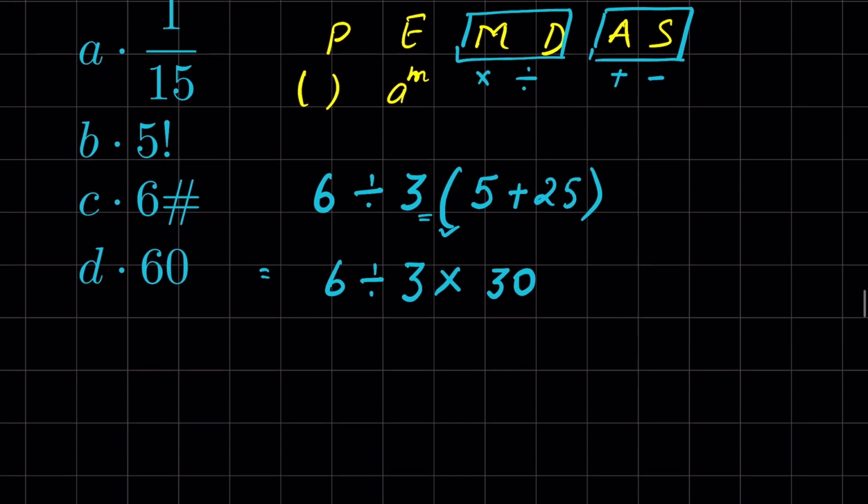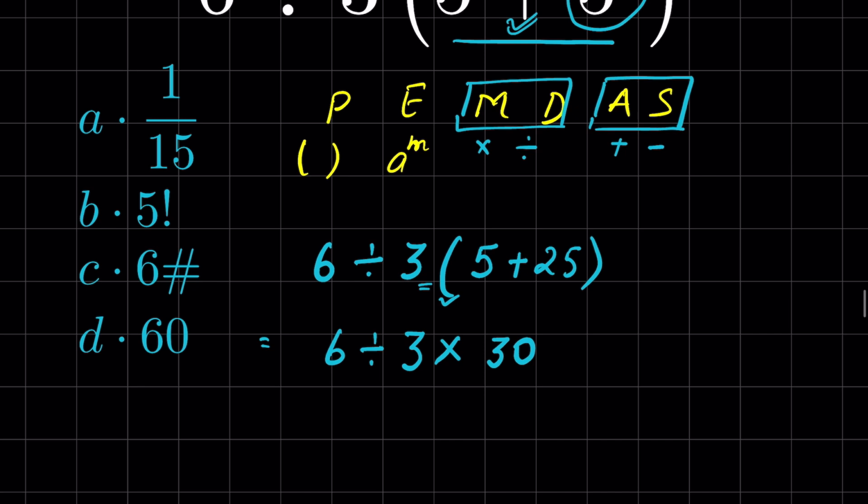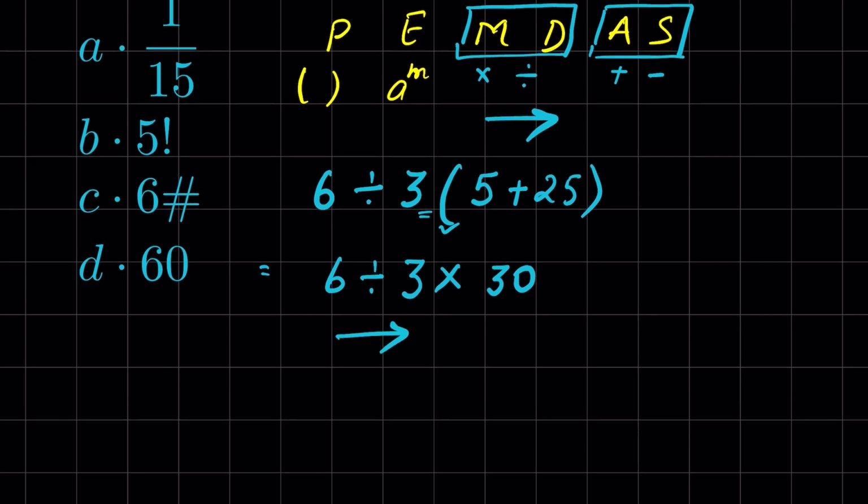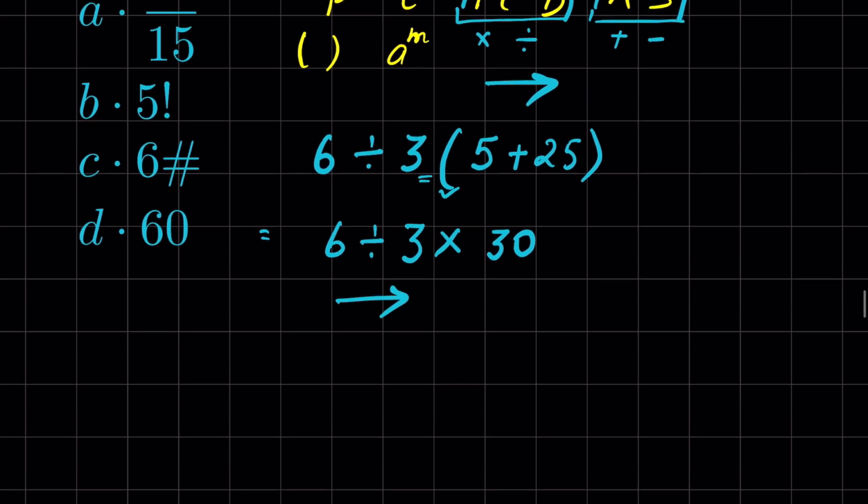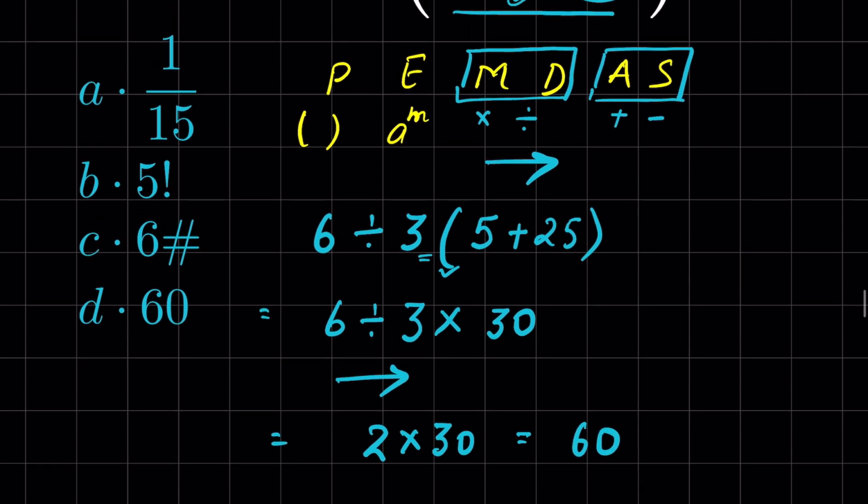Now PEMDAS says that we need to do multiplication first, M is written first. But there is the left to right rule. So from left to right, we have division first. So it will be 6 divided by 3, that is 2, then times 30. 2 times 30 is 60. So the answer will be D, 60.